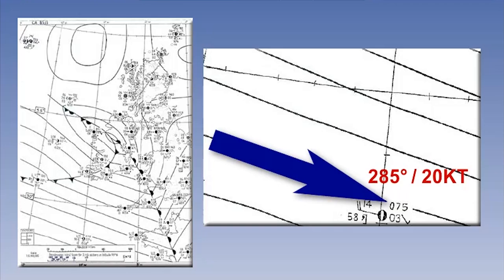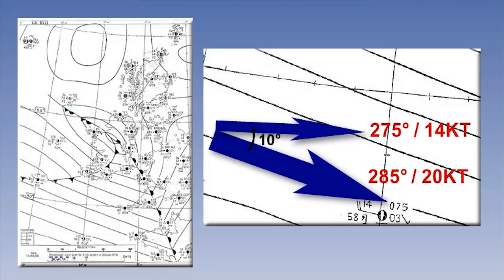What will the surface wind be doing though? If this location were over the sea surface, we would have to remember what direction the surface wind was in relation to the geostrophic wind. In the Northern Hemisphere, the surface wind was like this compared to the geostrophic. If you remember, the angular difference was 10 degrees over the sea. Therefore, the surface wind is approximately 275 degrees and the speed is about 70% of the geostrophic. Therefore, approximately 14 knots.